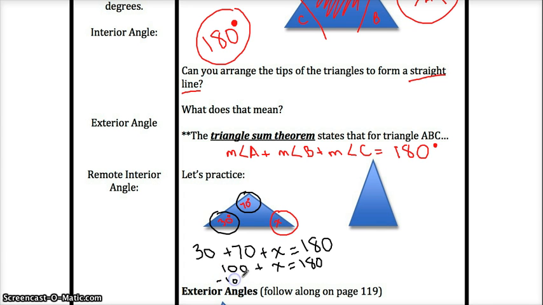And subtract 100 from this side. Therefore, I'm running out of room, but x equals 80. So the angle that we don't know, the x in this one, is 80 degrees. And that would be your final answer.